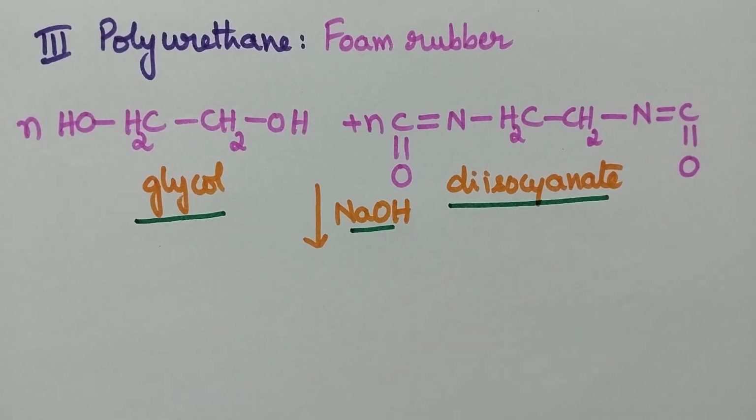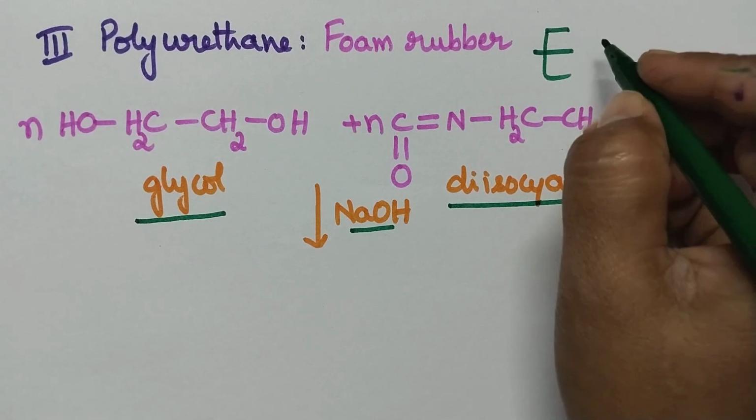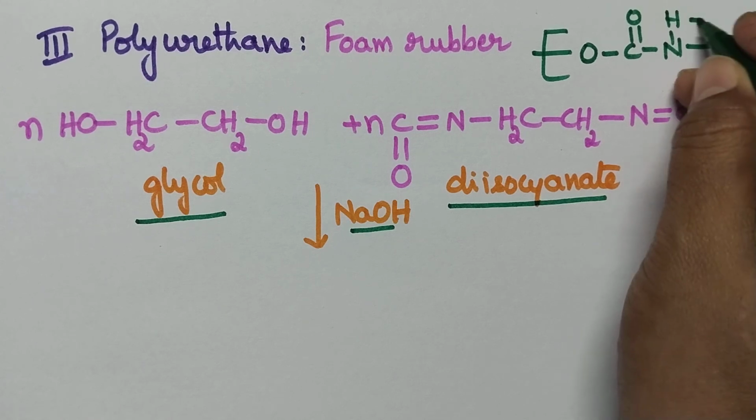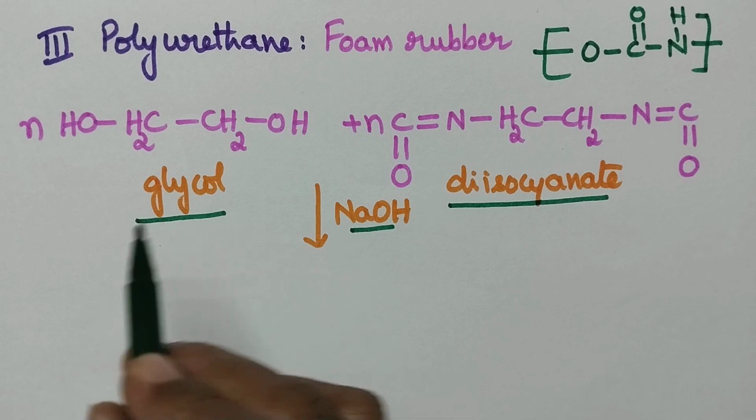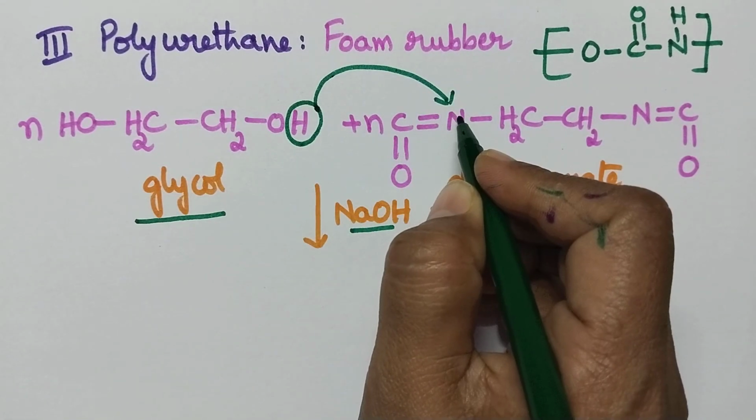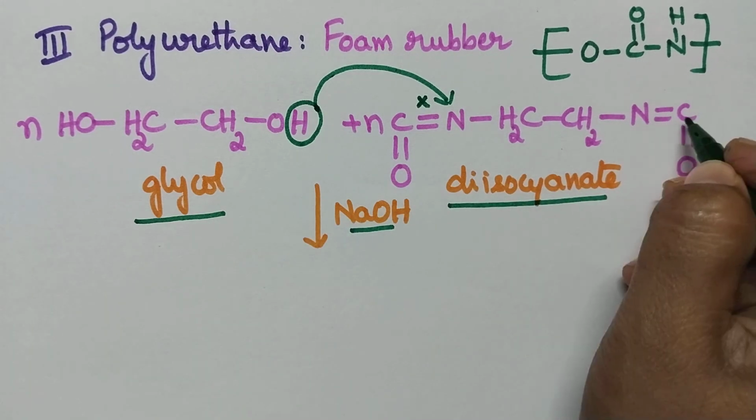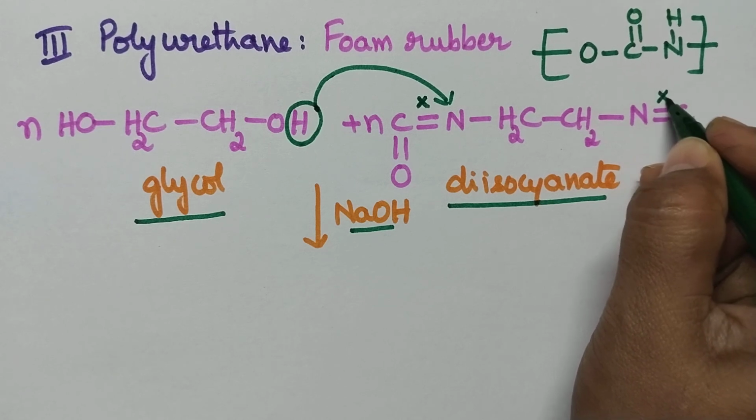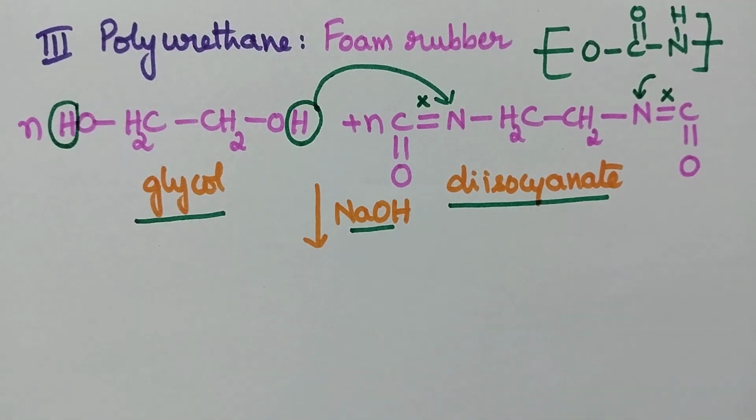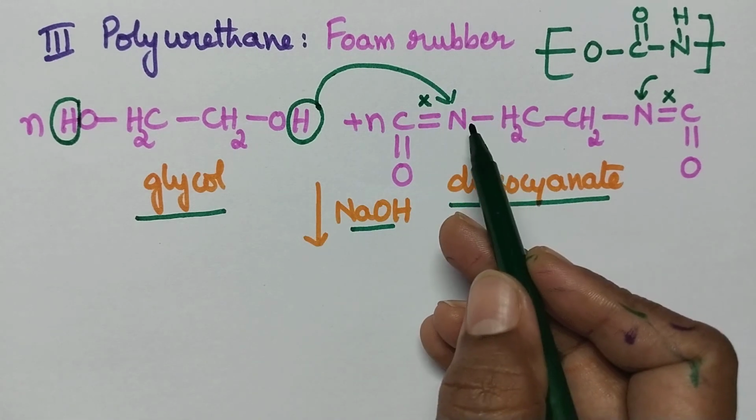During the formation of polyurethane, this polymer consists of urethane linkage. Urethane means O-C=O-NH linkage. It is called the urethane linkage. During the formation of polyurethane, initially the double bond present between nitrogen and carbon undergoes cleavage, and with the result, the hydrogen present on the OH group will be migrated towards the nitrogen. So no single atom will be eliminated during this polymerization. Just hydrogen from the OH group will be migrated towards the nitrogen atom.